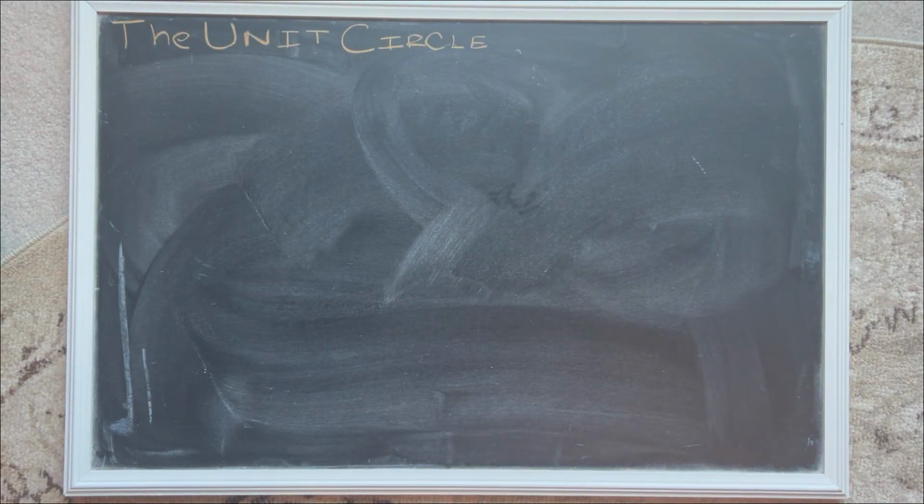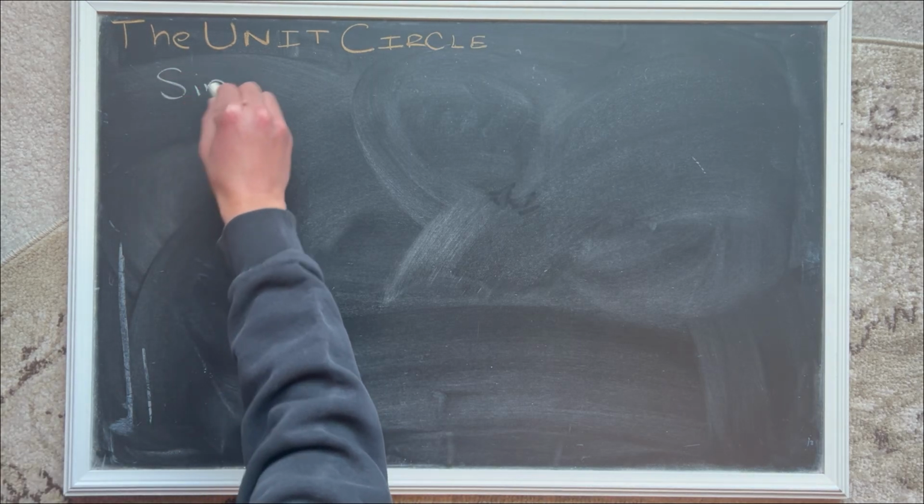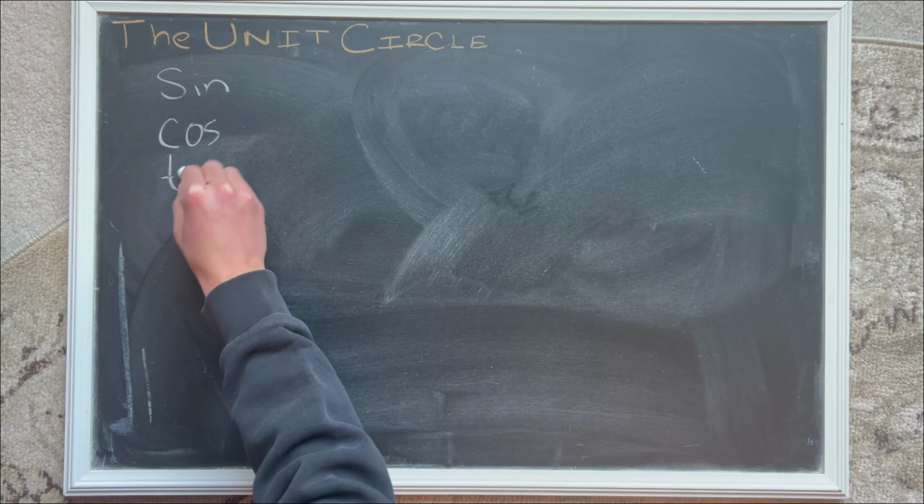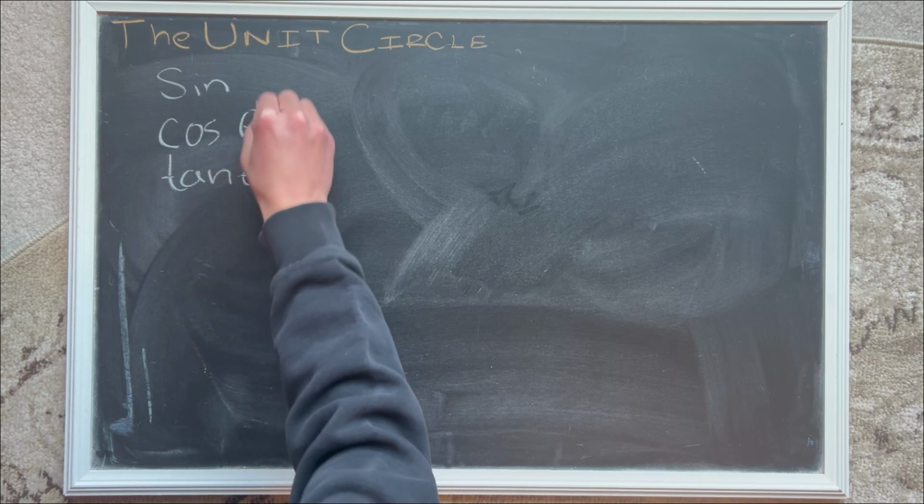All right, today I'm going to show you what the unit circle is. So first we need to know a couple things. We need to know these three things: sine, cosine, and tangent of an angle.